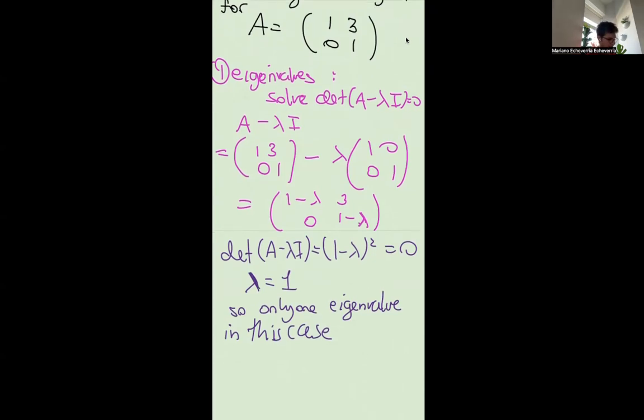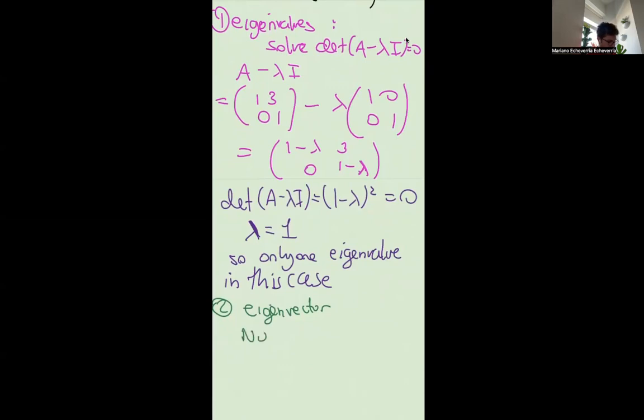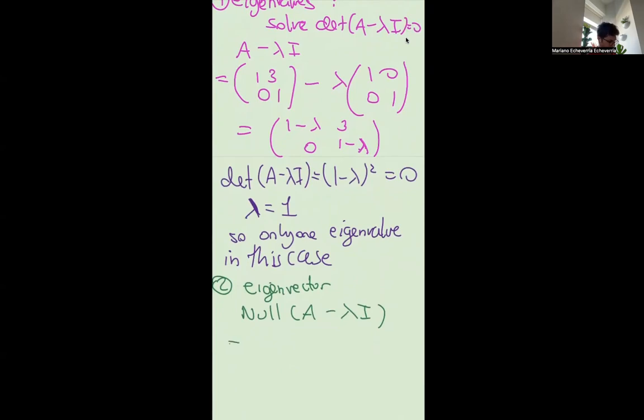And the eigenvector, right? How do you solve the eigenvector? You must consider the null space of A minus lambda I. But what is this null space? This is the null space of A minus I, in this case. So it's the null space of which matrix? Well, just plug in lambda equals 1 here. So you get 0, 0, 0, 3.